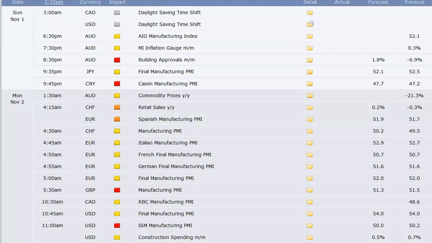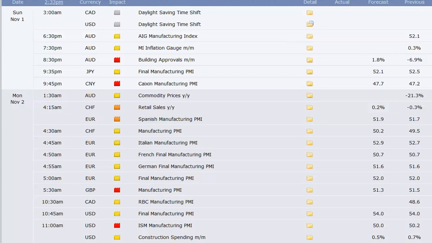AIG Manufacturing Index out of Australia, their MI inflation gauge, building approvals, that's all Sunday evening. Japan releases their final manufacturing PMI. China does the same. Monday morning, commodity prices out of Australia, retail sales out of Switzerland, Spanish manufacturing PMI, the same out of Switzerland and Italy, France, Germany, and the broad European sector, all within about an hour of each other. And then the UK as well, 30 minutes later.